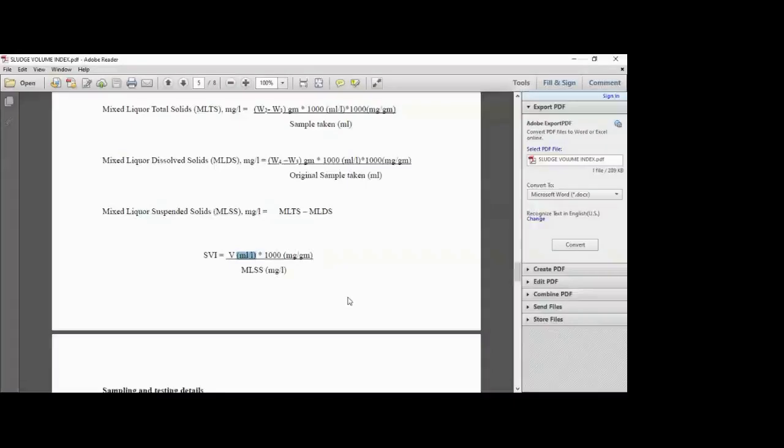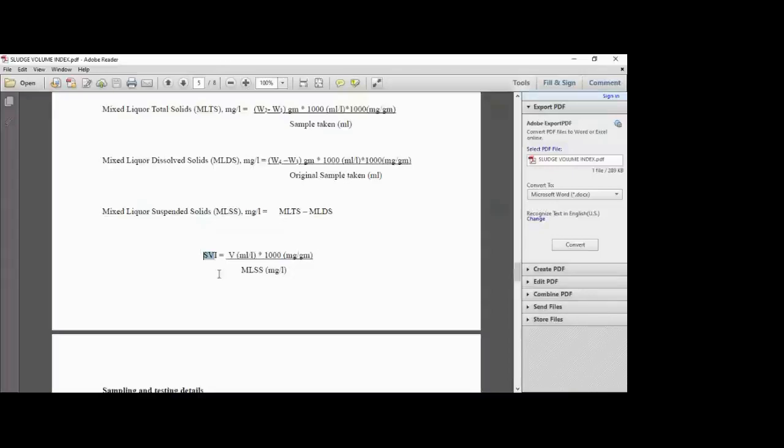So if you take only ml, the unit of SVI that you are going to get after the dimensional analysis will be something different. So why has this 1000 been taken here? Because we have to convert the gram into milligram. For that, we'll have to multiply it by 1000. And the MLSS is already mg per liter. So this SVI can be found out by using this particular formula.